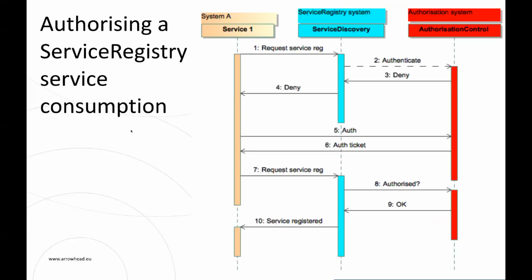And how we do this is that when you have a system A that's producing a service, we request a service registration, and then the service registry can actually check with the authorization system whether this service actually has the rights to be in this network, and we can deny it. And this is just a simple example of how these authorization situations can be used.